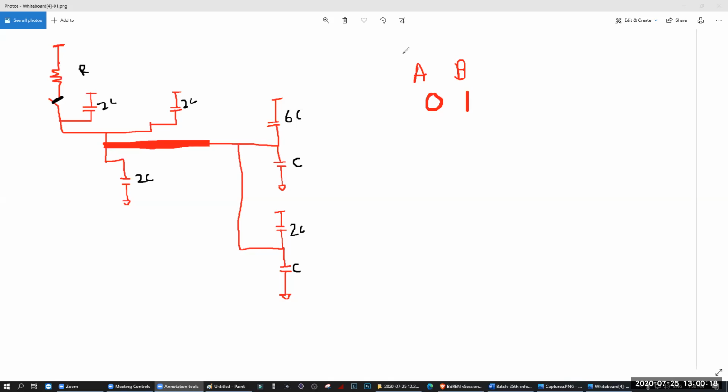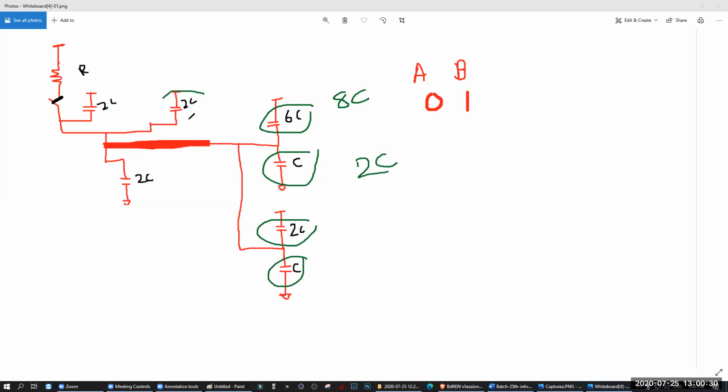Of course, you can. See, this 6C, 2C, they become 8C. This C and this C, they become 2C. This 2C and this 2C, they become 4C. This 4C and this 8C, they become 12C.